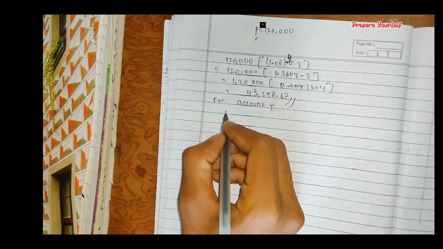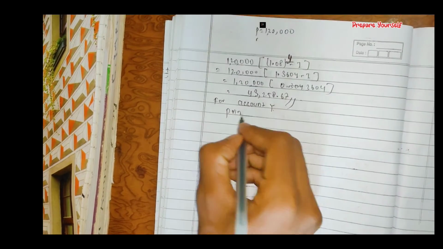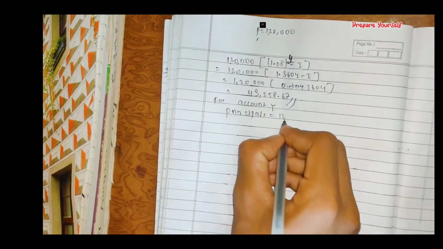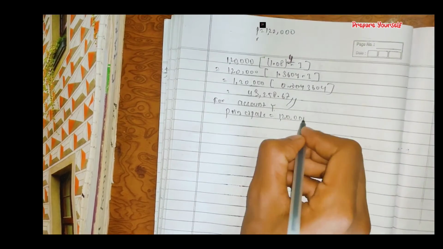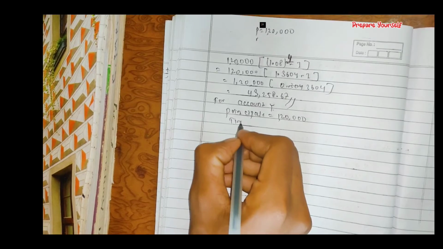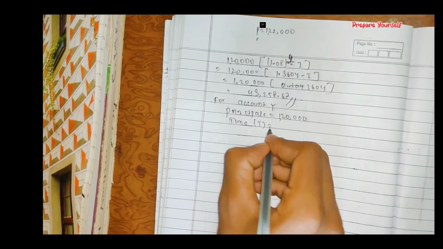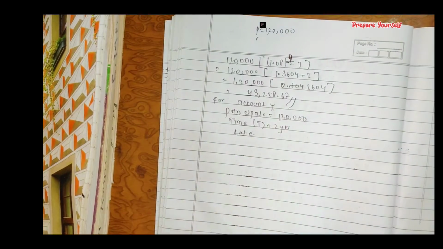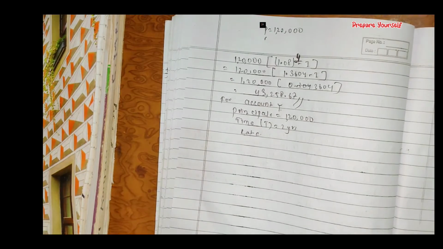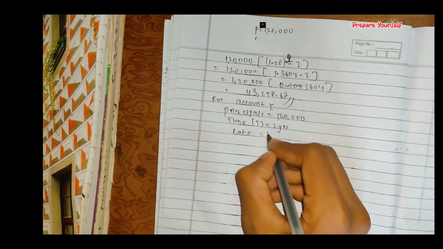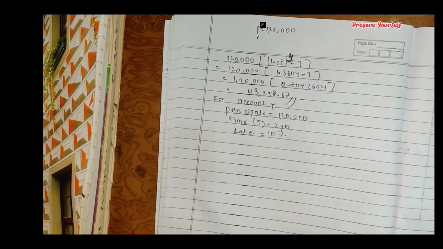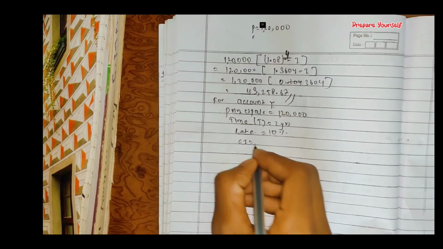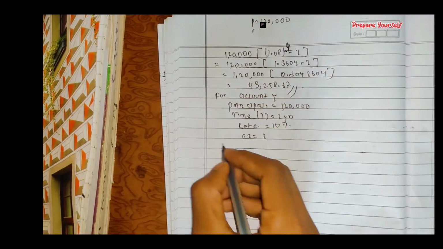The principal is the same, that is 1,20,000, and the time T is also the same, that is 2 years. And the rate of interest is now 10% per annum in account Y. So in this we have to find the compound interest annually.